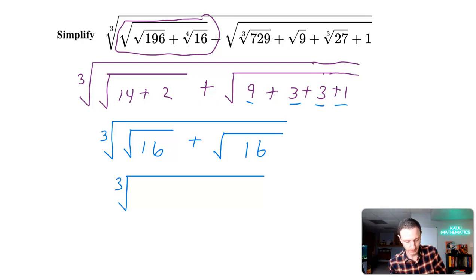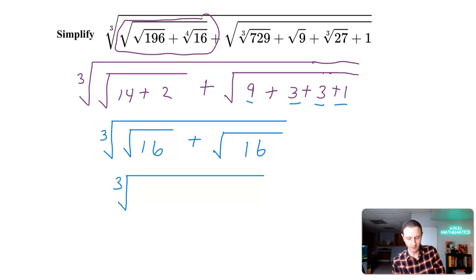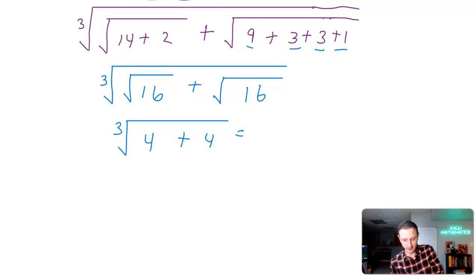This is looking good because the square root of 16 is 4. Square root of 16 is 4. 4 plus 4 is 8. So then I just have the cube root of 8, which is 2.